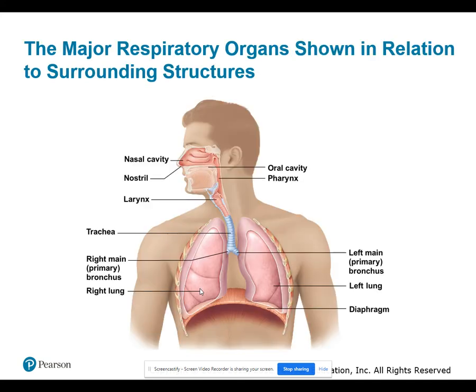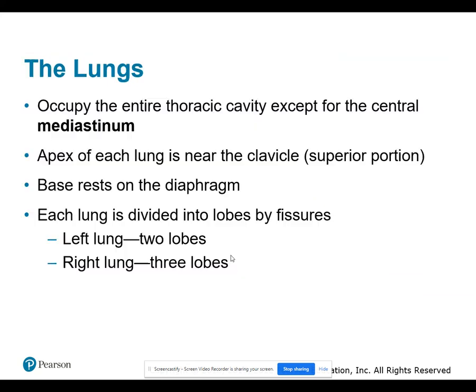So over here, I'm just going to give the main overview. You got your nose, nostril, you got your oral cavity, you got your pharynx, your voice box, your larynx, and your windpipe, your trachea. And then when it splits down here, you have your right and left bronchus.